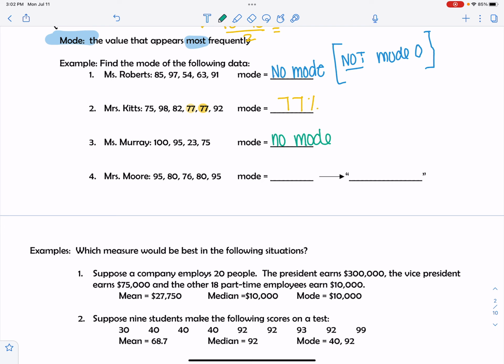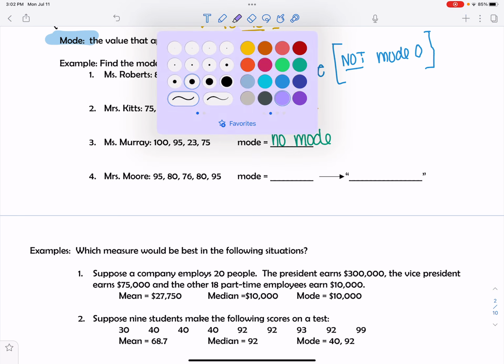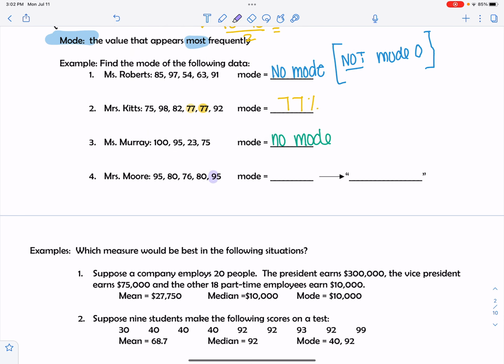And then Miss Moore, 95, 80, 76, 80, 95. This one actually has two modes. I have a mode of 95 and I have a mode of 80. And so you would just list both of those with a comma, 80 and 95. And we say that this is bi, meaning two, modal. So it has two modes, bimodal.